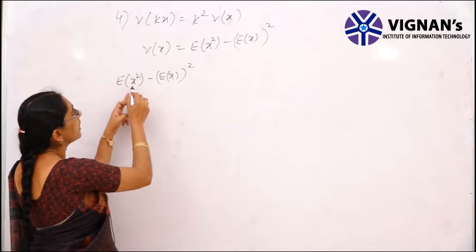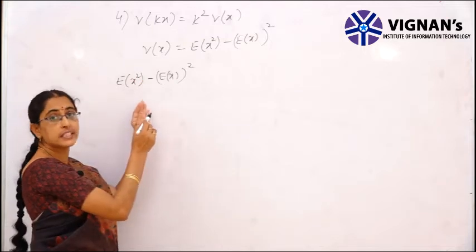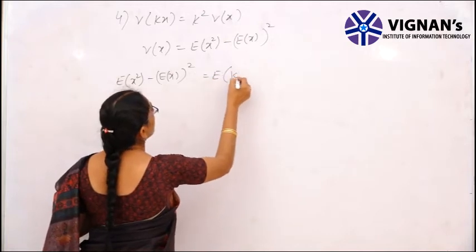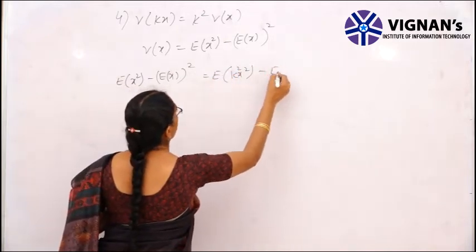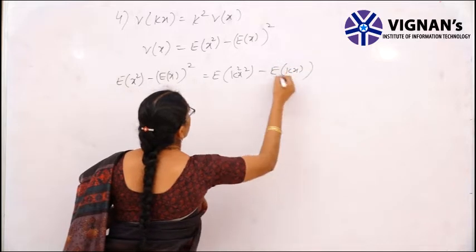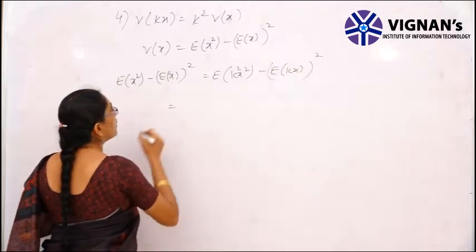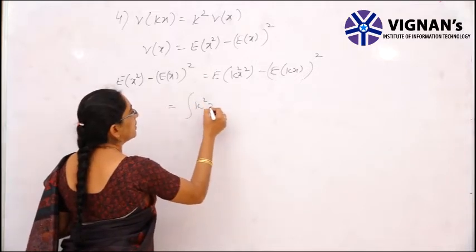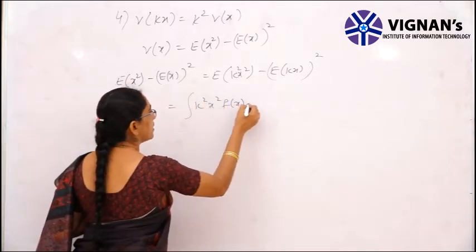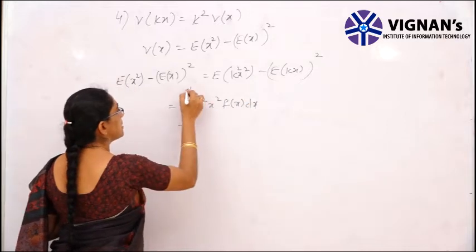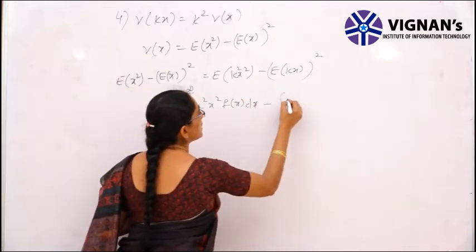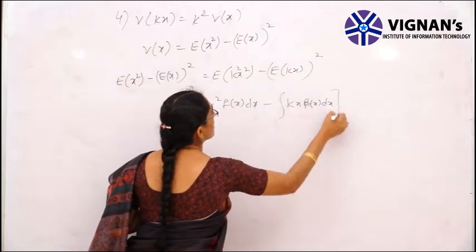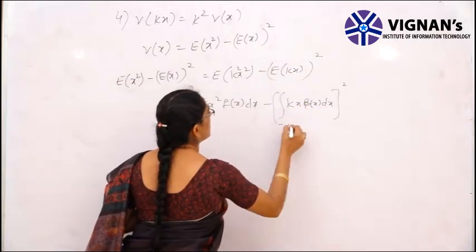That means wherever we have x, we have to replace it with kx. So it is given by expectation of k square x square minus expectation of kx whole square. If x is continuous, it can be written as integral k square into x square f of x dx from minus to plus infinity minus integral kx into f of x dx whole square from minus to plus infinity.